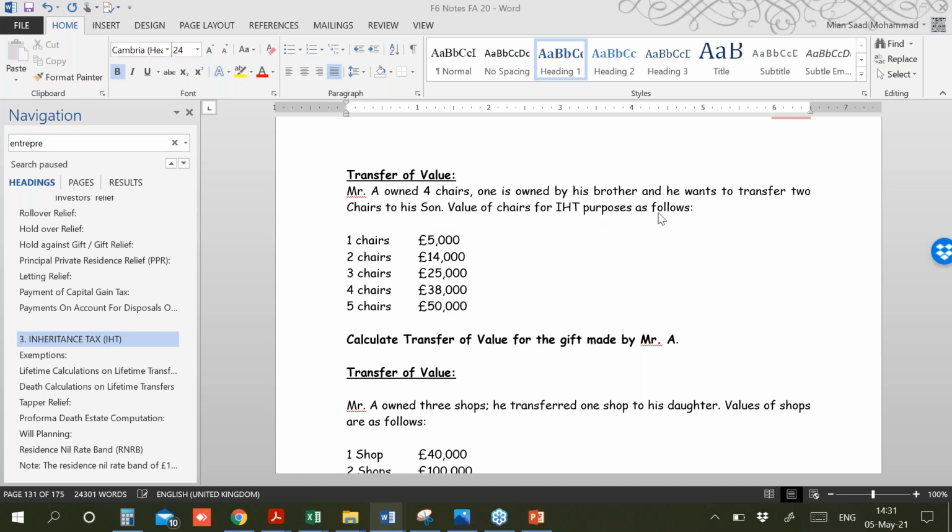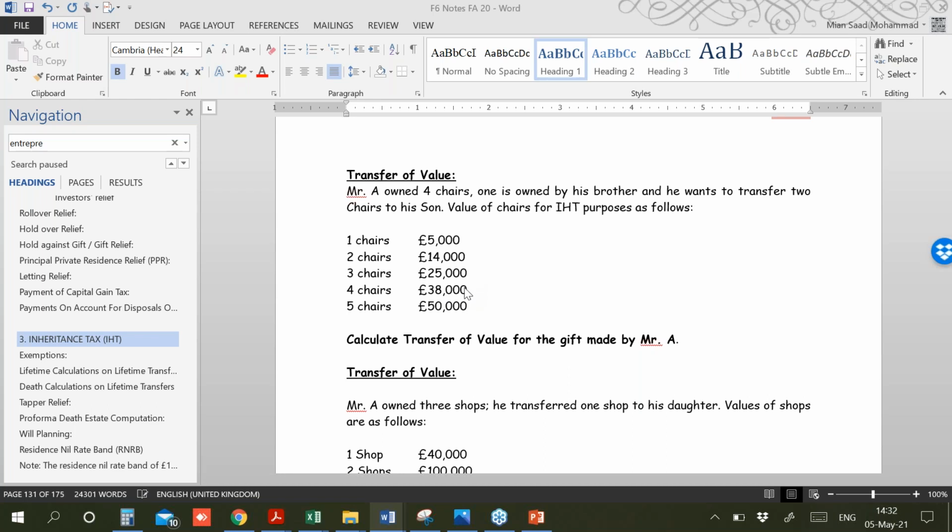The value of the shares for IHT purposes is as follows. One share is worth 5,000. However, if you have 2 shares, it is not 10,000, it is 14,000. For 3 shares, it is 25,000. For 4 shares, it is 38,000. So you can see that the price is varying at different levels. And Mr. A owned 4 shares, which means that his current wealth is 38,000.